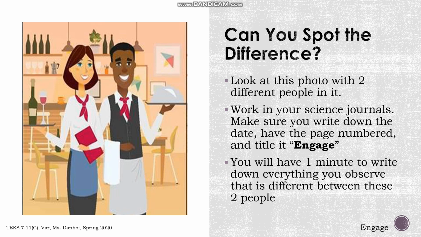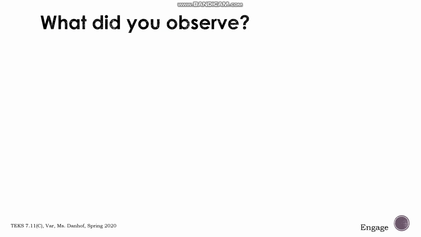And they will have 1 minute to write down everything they observe that is different between this female on the left and this male on the right. I will not wait that 1 minute, I will just move on. Then I ask, what did you observe? Once I asked what they observed, I will give them a little bit of what I observed. Of course, I will ask non-volunteers to give me some ideas on what it is, but since we do not have any volunteers, I will just move on.